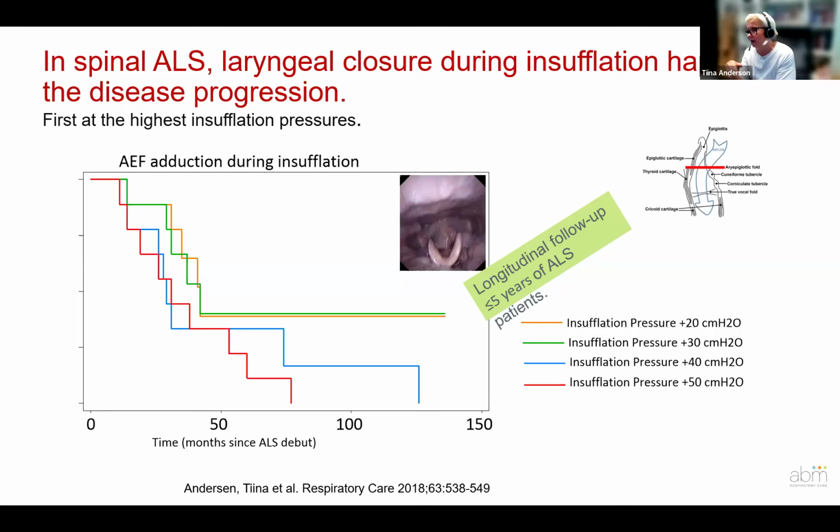We applied the same protocol, plus minus 20, then plus minus 30, 40, and 50. And we saw that these spinal onset patients also get exactly the same laryngeal closure at the aryepiglottic folds during insufflation in their disease progression. And this happens always with the high pressures of 40 or 50 centimeters of water. But the patients seem to keep the larynx open much longer with the pressures of plus 20 or 30.